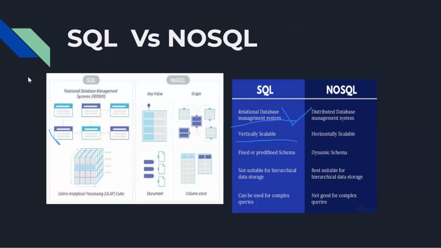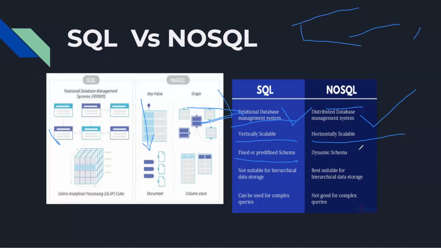So now you understood, right? What is vertically scalable? Your schema is fixed here. In NoSQL, we follow a distributed database management system. It is horizontally scalable. Horizontal in the sense that it will go from here to here, not like this, this is vertical. This is horizontal. We use a dynamic schema.